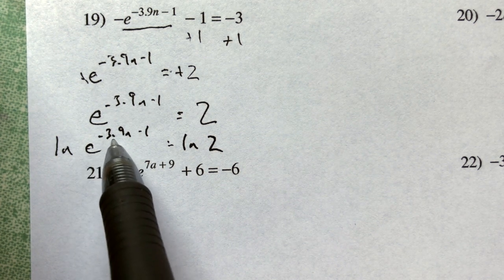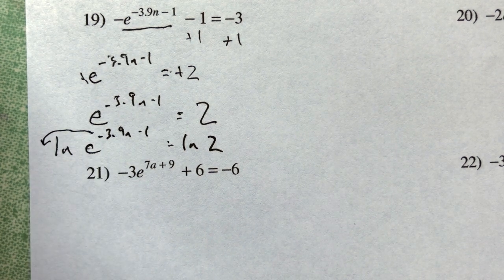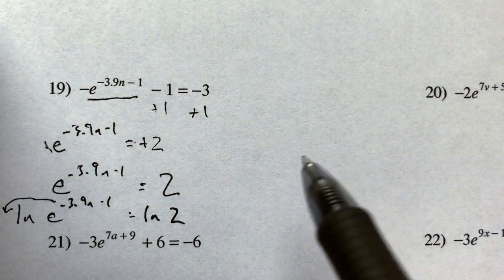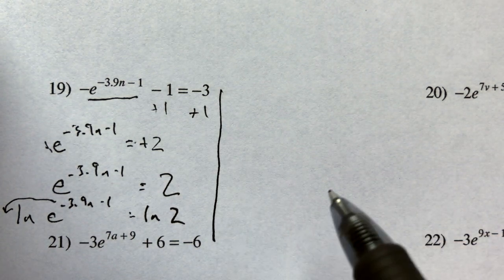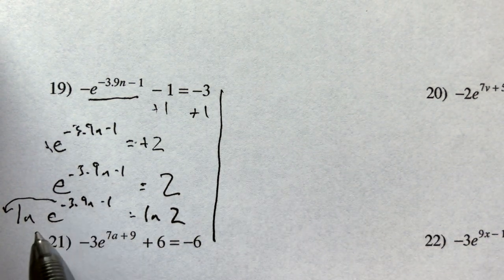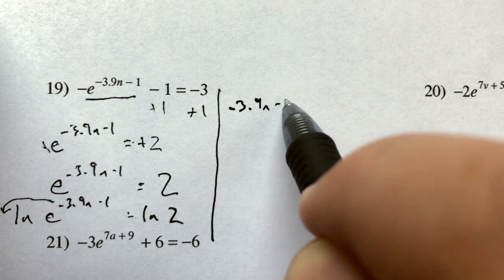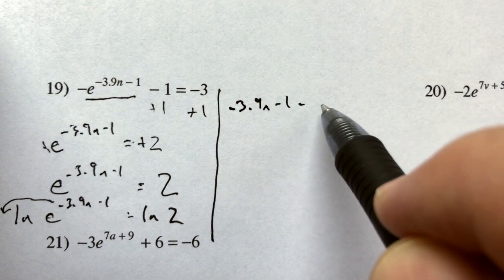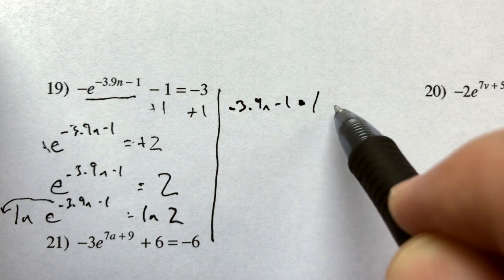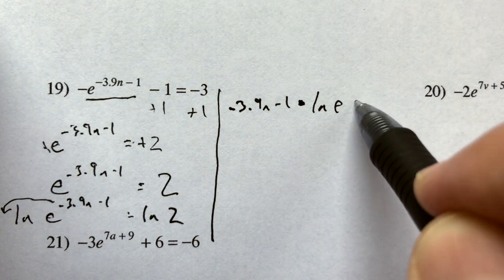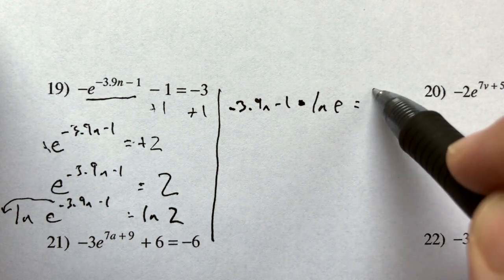Okay, now I can do the same property of exponents that I always do. So I'm going to take this exponent and I'm going to drop it down in front of this stuff. Okay, so I'm going to come up here and sort of write it over here now. So this exponent is dropping to the front of the natural log. So I'm going to get negative 3.9 n minus 1 times, that's a times sign, natural log of e, equals, this stuff on the side is still natural log of 2.